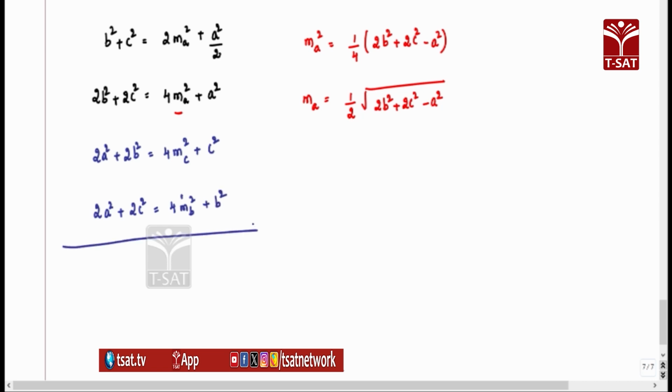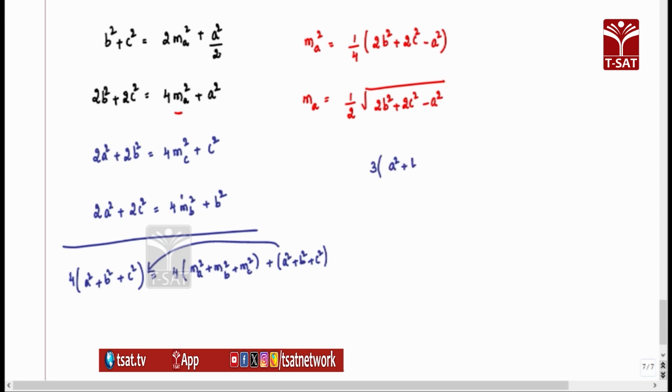If you add all of them, I will get 4 into a square plus b square plus c square is equal to 4 into ma square plus mb square plus mc square plus 1 time a square plus b square plus c square. So it is 3 times the sum of squares of sides, a square plus b square plus c square, is equal to 4 times the sum of squares of medians, ma square plus mb square plus mc square.